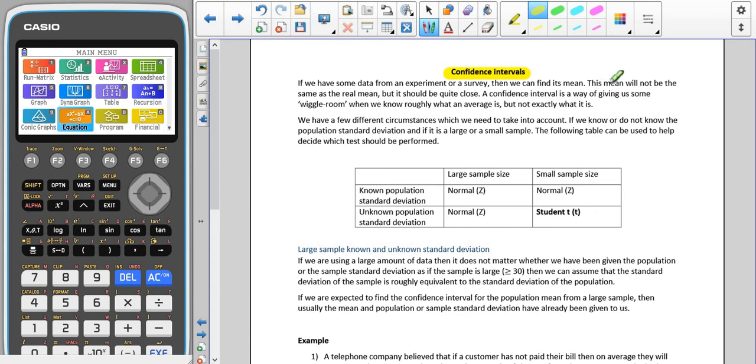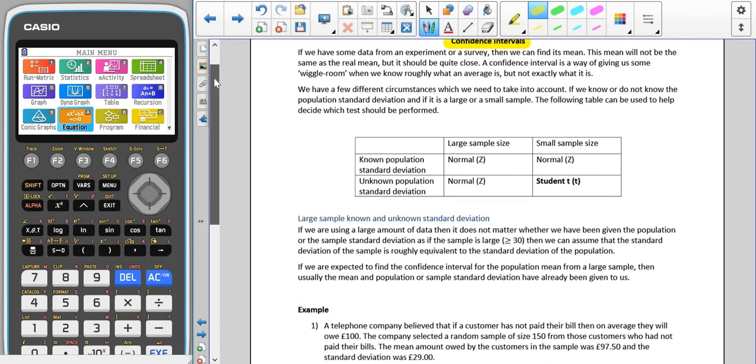A confidence interval is a way of giving us some wiggle room when we know roughly what an average is, but not exactly what the population average is. We have a few different circumstances which we need to take into account: if we know or do not know the population standard deviation, and if we have a large or a small sample. Now, some of this we've talked about before in AS when we were looking at hypothesis testing with the normal distribution.